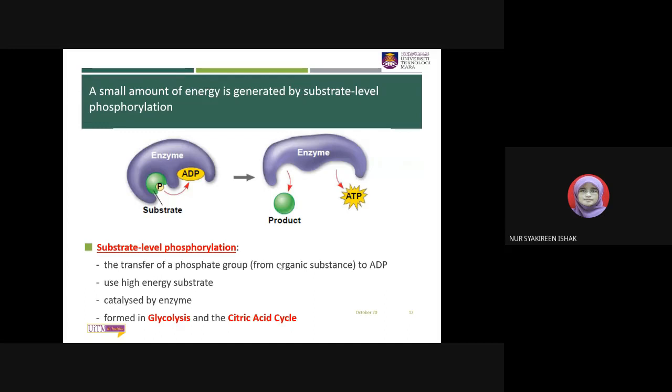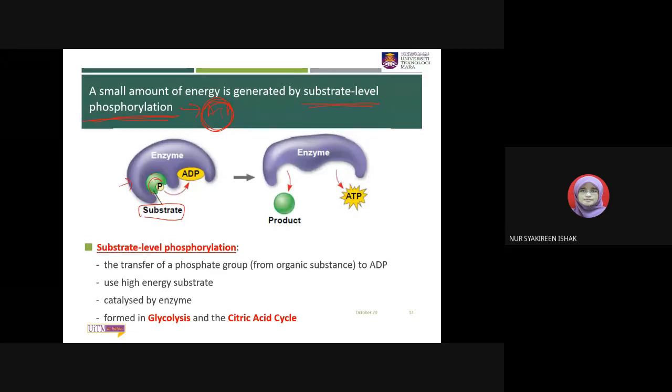So a small amount of energy is generated by substrate level phosphorylation. Substrate level phosphorylation involves a reaction that produces ATP. So how does ATP get produced through this mechanism? The ATP molecule is produced by transferring a phosphate group from a substrate that has phosphate. As you can see from this diagram, this is the initial substrate, the green substrate here, attached to a phosphate. When a substrate is attached to a phosphate, it causes the phosphate to be highly energized.